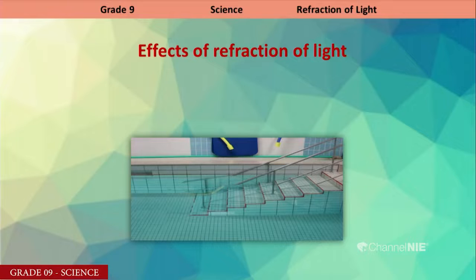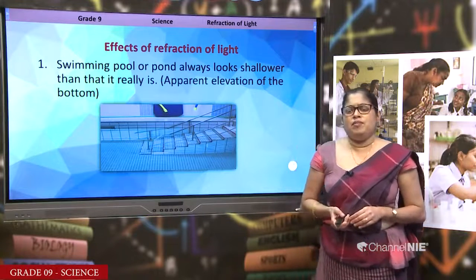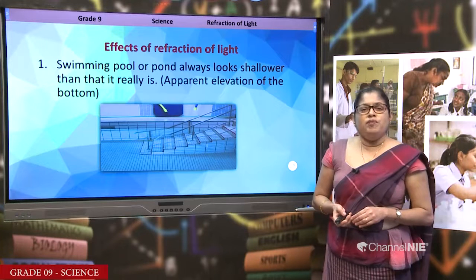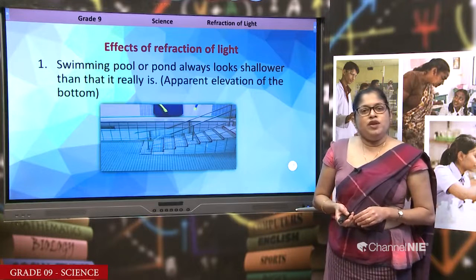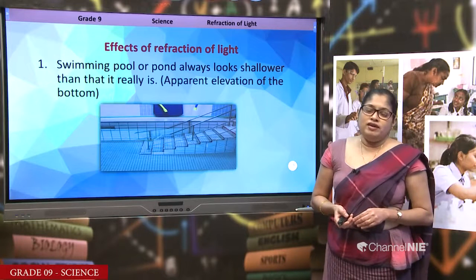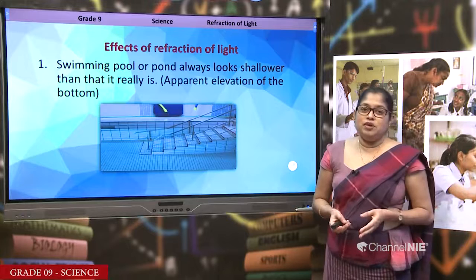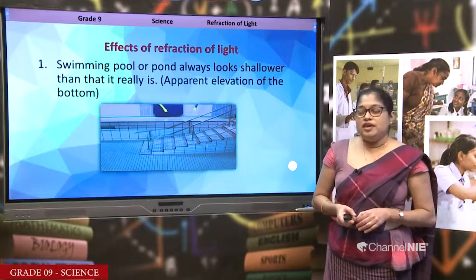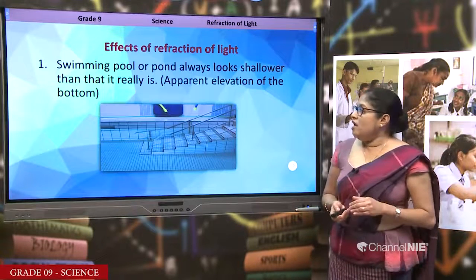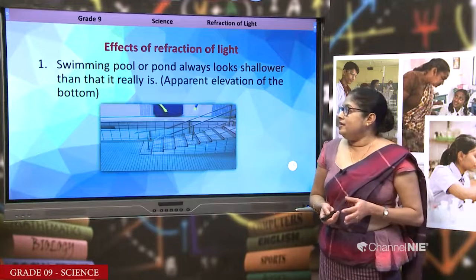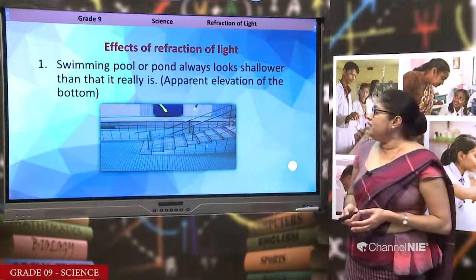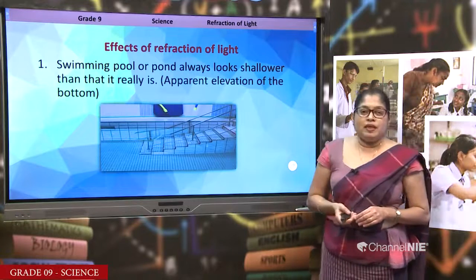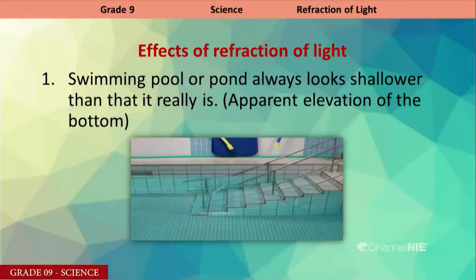Next, we will look at some day-to-day instances where the refraction of light is used. This is a very common example. Almost all of you have been near a swimming pool. When you go near a swimming pool, you might think that it is not that deep, but don't jump. It is deep, but you see the swimming pool shallower than it really is. We call it apparent elevation of the bottom. This is due to refraction of light.